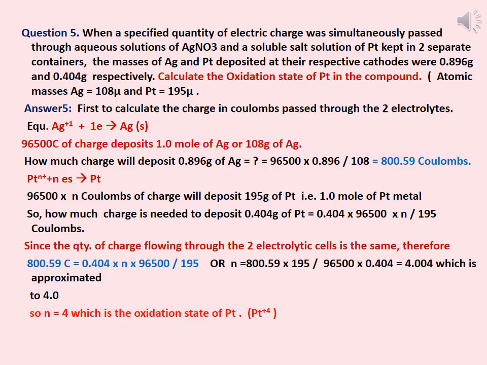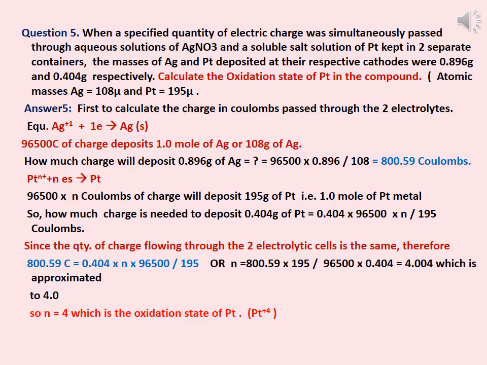Now, calculation. First, to calculate the charge in coulombs passed through the two electrolyte solutions, take silver nitrate first. Ag+ ions will accept an electron, get reduced to metallic silver. Only 1 mole of electrons are involved in the reaction. So, 96,500 into 1 coulomb of charge deposits 1 mole of silver metal or 108 grams of silver.